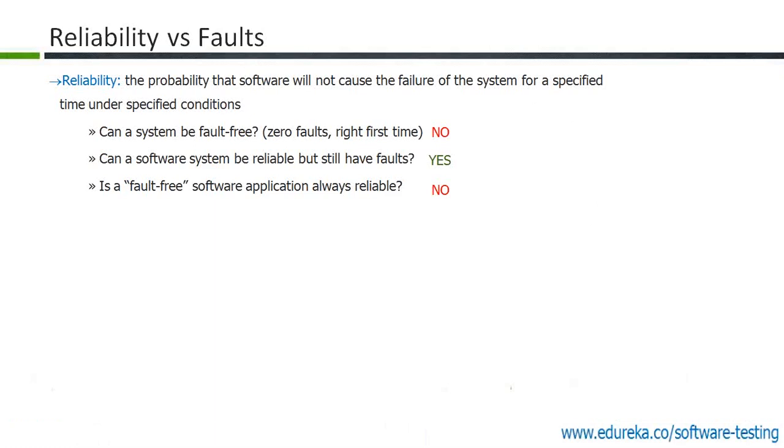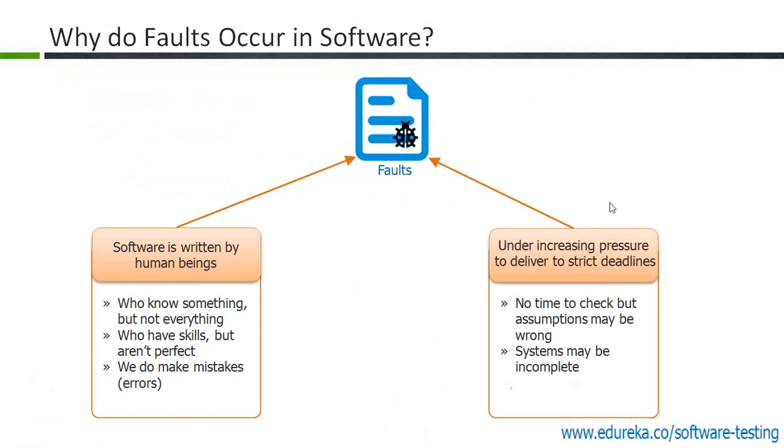Okay, is a fault-free software application always reliable? Anyone who comes up with a guarantee and says my software will work at any time, any moment, anywhere, any continent, don't trust those guys. They are cheating you. So never trust them, because anything can happen at any time. Why is there a fault occurring in the software? There are two things that I have categorized.